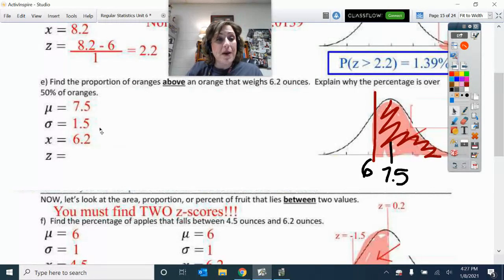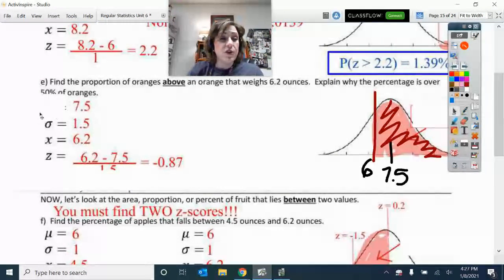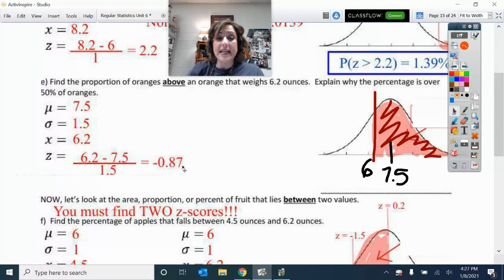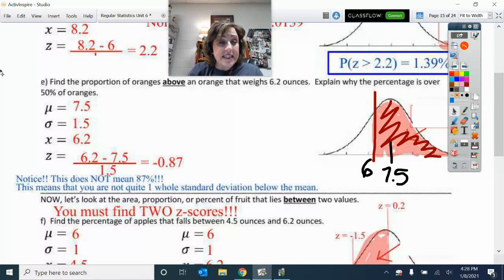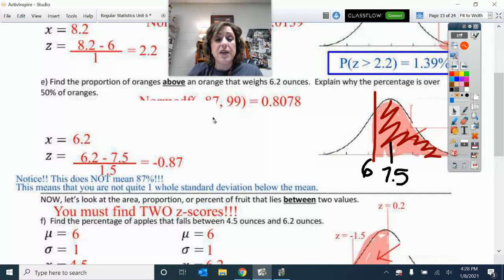Okay, so that brings me to my z-score: x minus the mean over the standard deviation, which gives negative 0.87. Now, please, please, please, just because this is a decimal, that doesn't mean it's a percent. Sometimes my students think that. Negative 0.87 means you're not quite one whole standard deviation down. You're only 0.87 of a standard deviation down. It is not 87%.